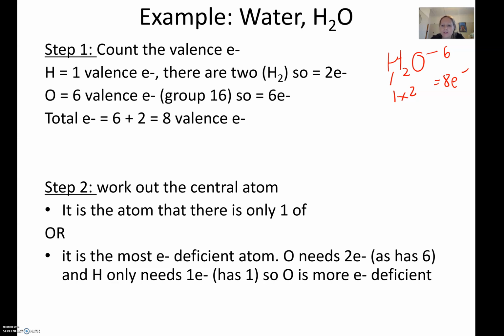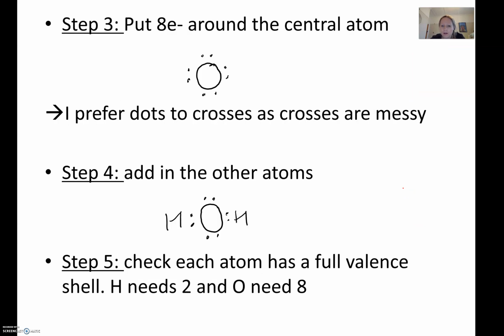Step 2, finding out the central atom. So oxygen needs 2 electrons to become stable. Hydrogen only needs 1, so oxygen's more electron deficient. And there's also 1 of it, so via symmetry, oxygen's our central atom. So the next step, step 3, is to put 8 electrons around the central atom. So 1, 2, 3, 4, 5, 6, 7, 8. You can see I've done that there.